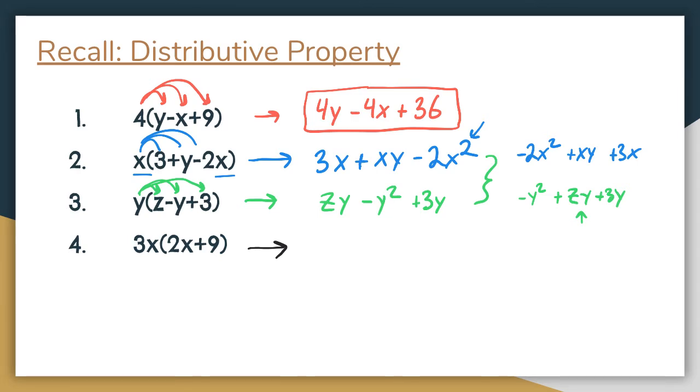So we should end up with 3x times 2x. Well, we're going to multiply those two numbers. So we have 6, and then multiply these two variables, x squared. Then we multiply 3x times 9, so we end up with 27x. That's what you should have found. If you have questions, please let me know. Let's move on to some more examples.